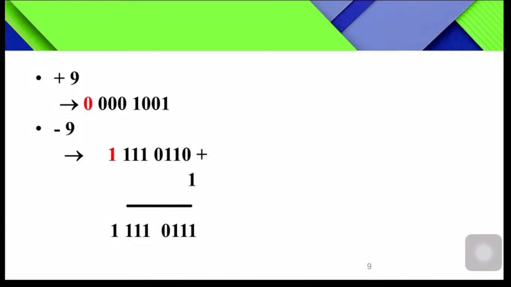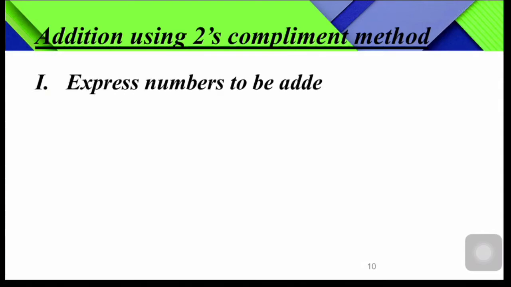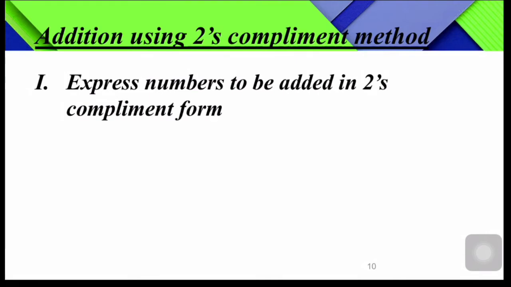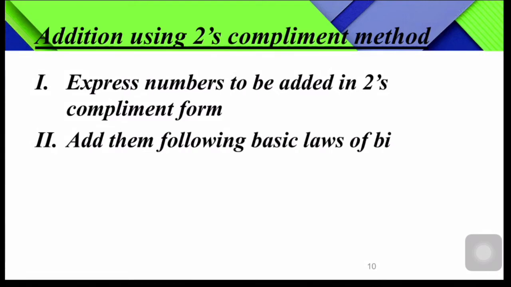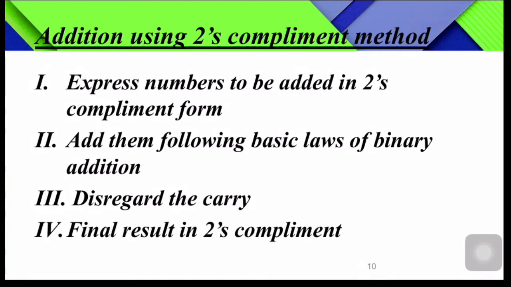Switching focus to how to perform addition using the 2's complement method. Let us first focus on the steps to be followed. In the first step, we have to express the numbers to be added in 2's complement form. Then add these numbers based on the basic laws of binary addition. If there is any carry generated out of the MSB, that should be disregarded. One more thing we should always keep in mind is that the result of the addition will be in 2's complement form. Got it?